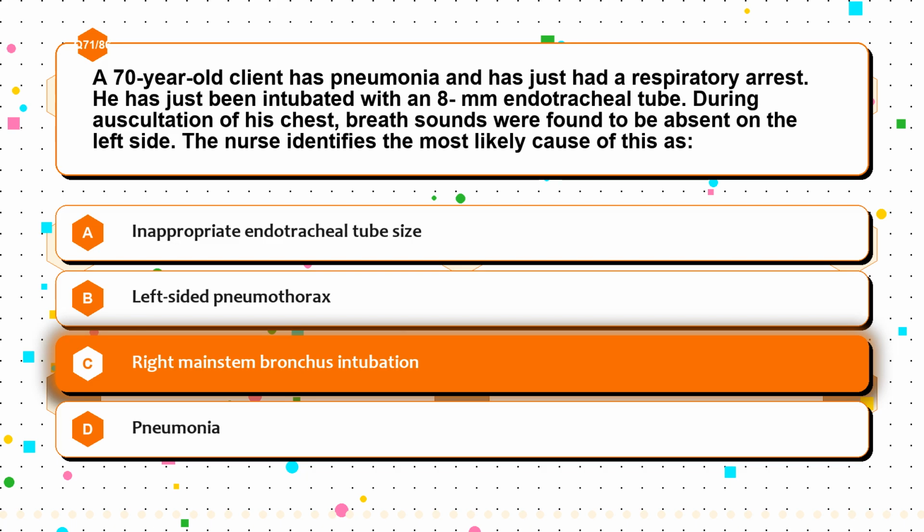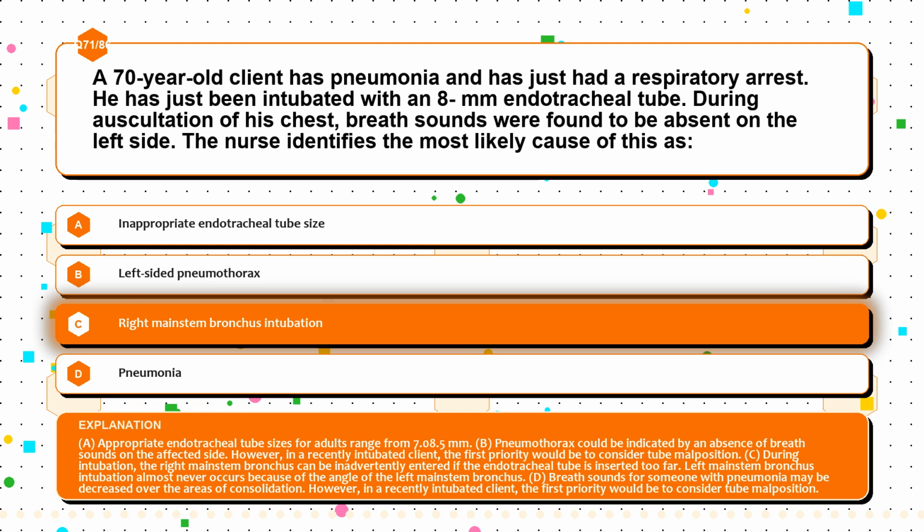The correct answer is option C. Right mainstem bronchus intubation. Appropriate endotracheal tube sizes for adults range from 7.0 to 8.5 mm. Pneumothorax could be indicated by an absence of breath sounds on the affected side. However, in a recently intubated client, the first priority would be to consider tube malposition.